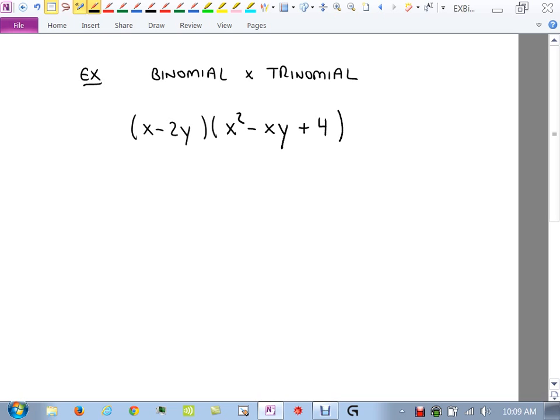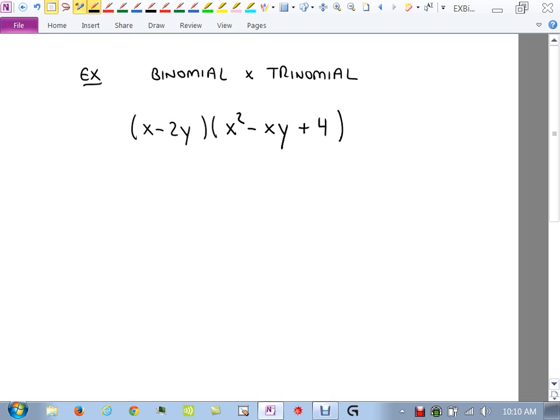See, the problem that I have with FOIL is that it works with binomials, but when you get to a binomial and a trinomial, you don't really have FOIL anymore. Because if I do first, outer, inner, last, that's not all the multiplications you really need to do. So instead, I like for students to approach it the way I approached that first one, right before I showed you FOIL.